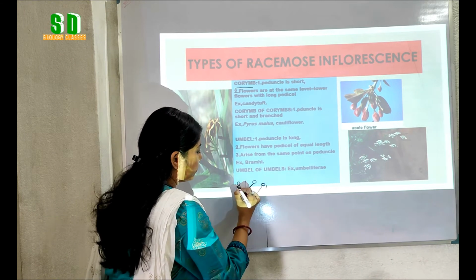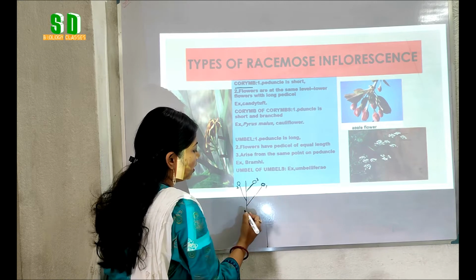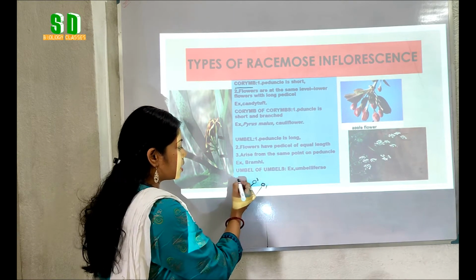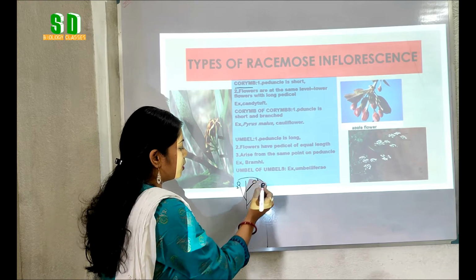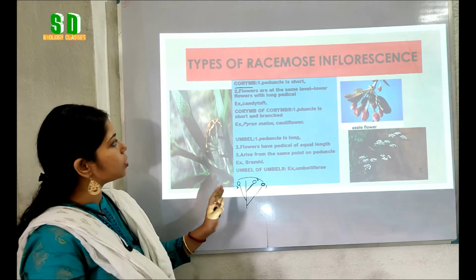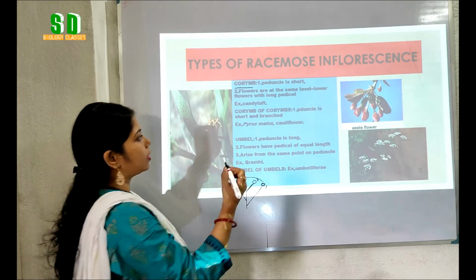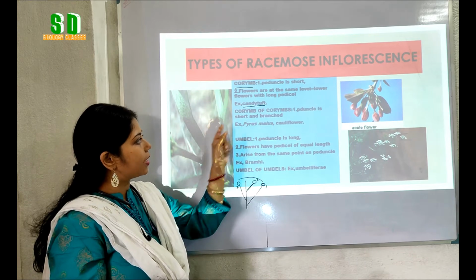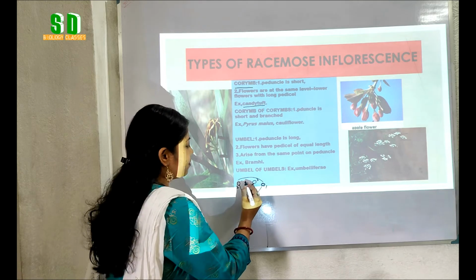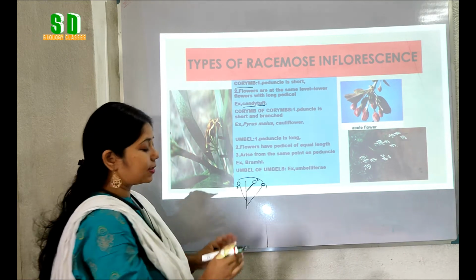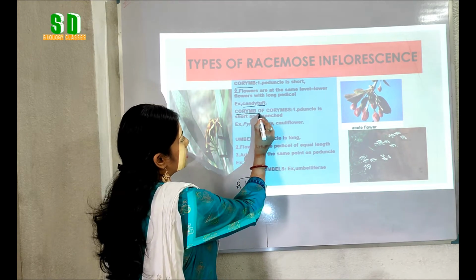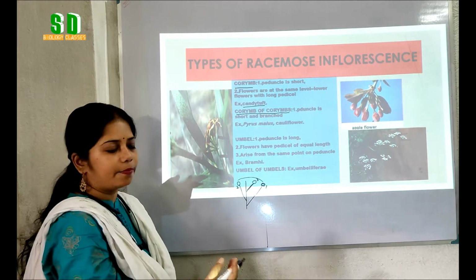So this is flower number 1, flower number 2 and flower number 3. In this type of inflorescence, all the flowers are at the same level, but they arise from different points on the peduncle. This is called the corymb inflorescence. Where can we see it? We can see it in the candytuft flower. Now here, if the main floral axis has branches and then the flowers arise, it is known as corymb of corymbs, that is, compound corymb.